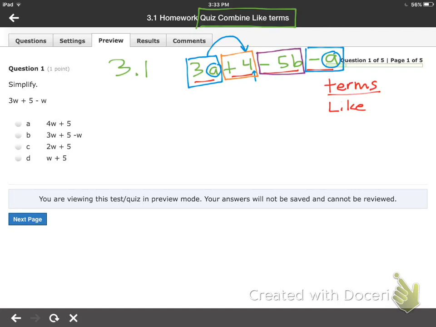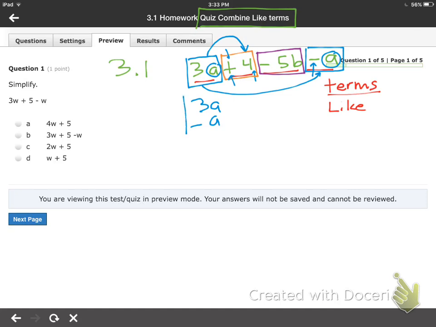So in this example, the only terms that I can combine that are alike would be a 3a and a negative a. And don't forget that those negative signs are part of the terms. Positive signs are part of the term. So we always keep whatever's in front of the number. And so then we just combine the terms that are alike.